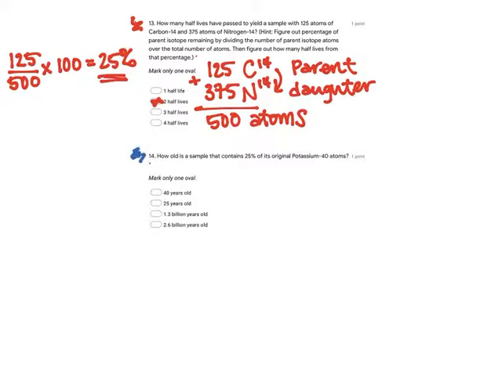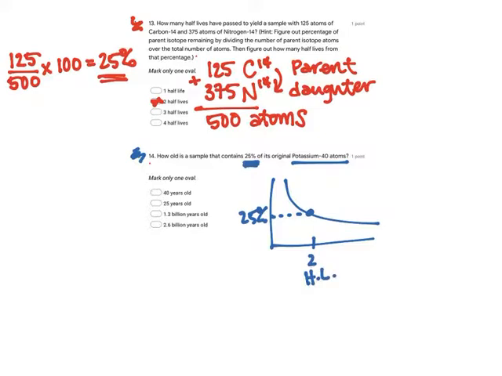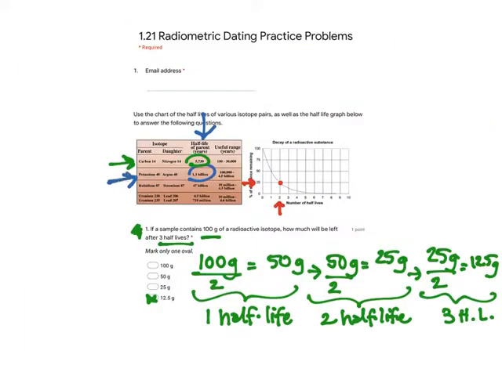Last problem, 14. How old is a sample that contains 25% of its original potassium-40 atoms? Well, we just used the graph to show that a sample that has 25% of its parent isotope would have to have undergone 2 half-lives. Remember our curve, 25% would intersect at a point that corresponds to 2 half-lives. So now we need to figure out how old the sample is if we know that it's the potassium-40 isotope. We know according to the chart at the beginning, potassium-40 has a half-life of 1.3 billion years.